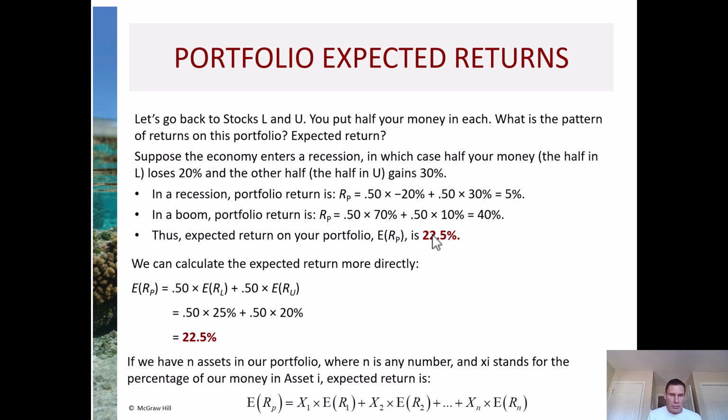We can calculate the expected return more directly. We can just use this formula. Just plug in your 0.5, it's 0.5 for either one, right? Times 25% plus 0.5 times 20%. And this is where we get the 22.5. So think of the 22.5 as like halfway between the 20% and the 25%. Now, if we have n number of assets in our portfolio, where n is any number, and xi stands for the percentage of our money in asset i, then we have a formula that we can use here for expected return.